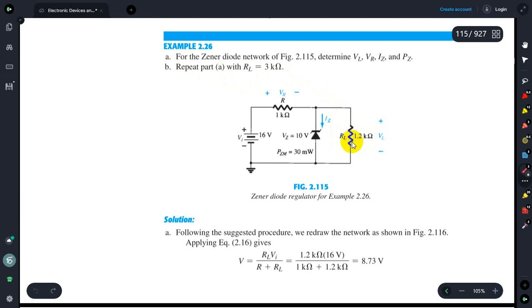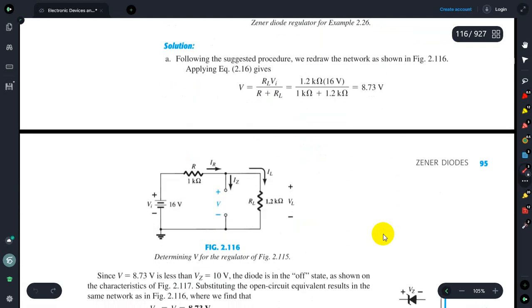Already we know how to solve it, so let's just go with the solution. Following the suggested procedure, we redraw the network as shown in figure 2.116. First step, make it open circuit, off state. That means voltage V equals VL. Applying our equation, which we have already derived, V equals RL times VI divided by R plus RL. So this is the voltage V.